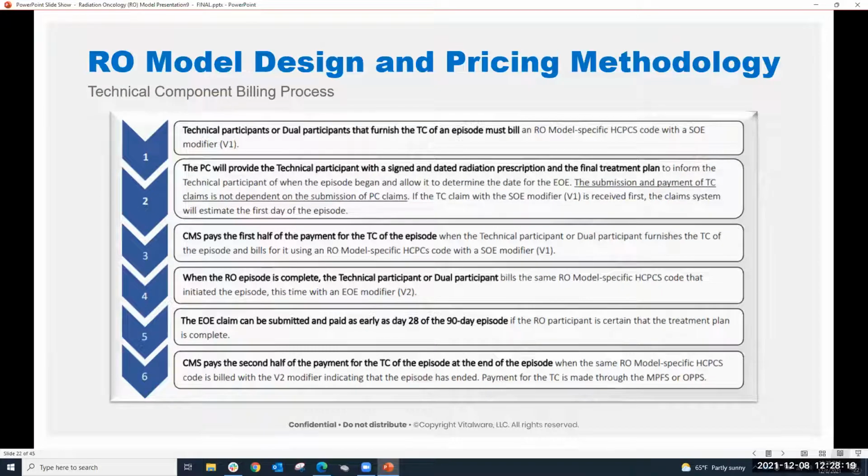So here's the technical billing process, and it's very similar. One thing to note here is that even if the professional component has not been billed yet, the technical piece can be billed. So they do not have to wait on the professional piece to be billed before billing the technical piece. And it is the same process for the technical piece. You're going to do your start of episode claim with the V1 modifier to signify your start of episode, and then you're going to do your V2 to do the end of the episode.